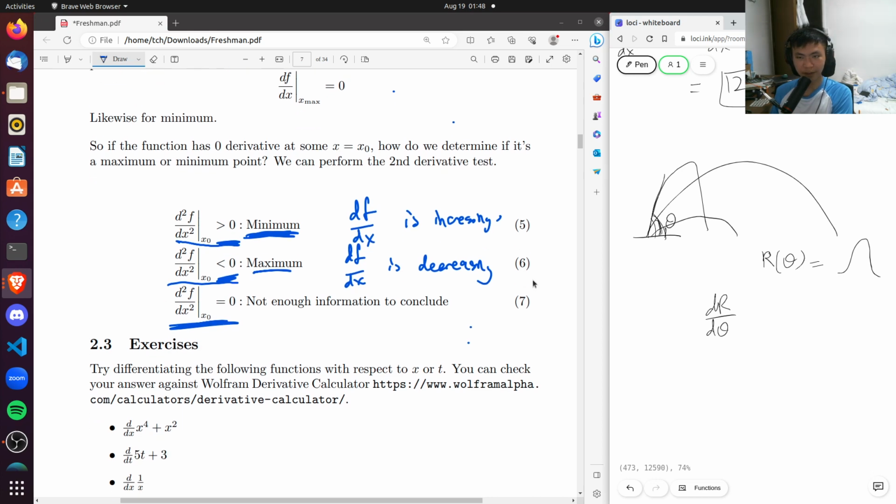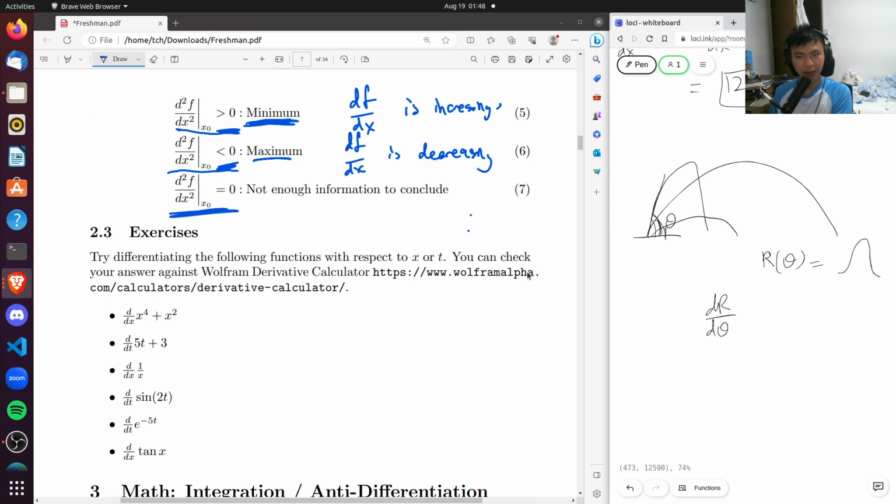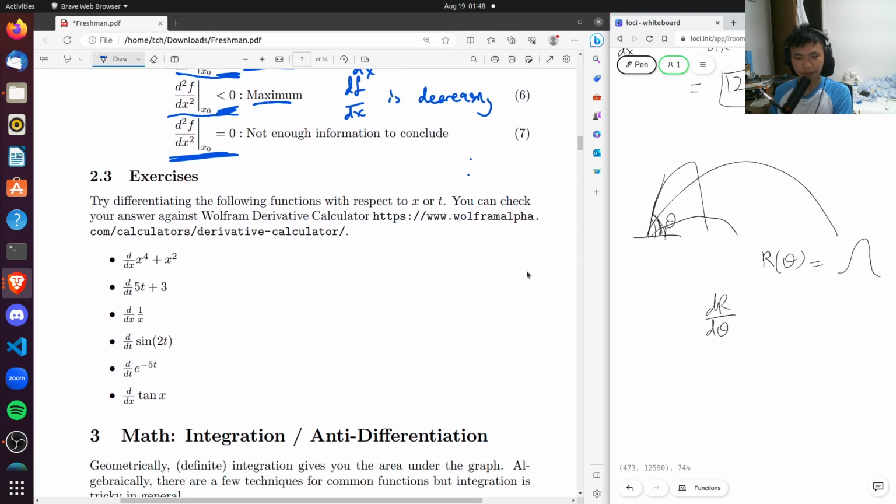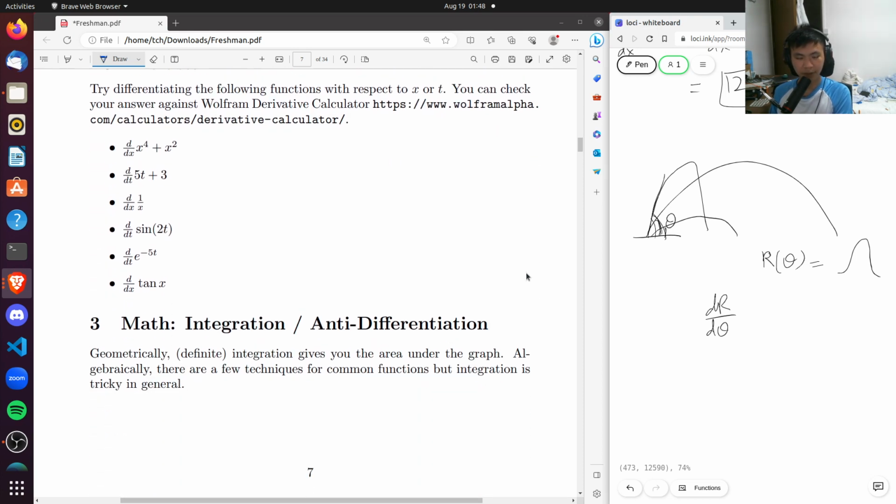So that concludes finding minimum and maximum for functions using calculus, using differentiation. Next up, we're going to talk about integration and what it means.